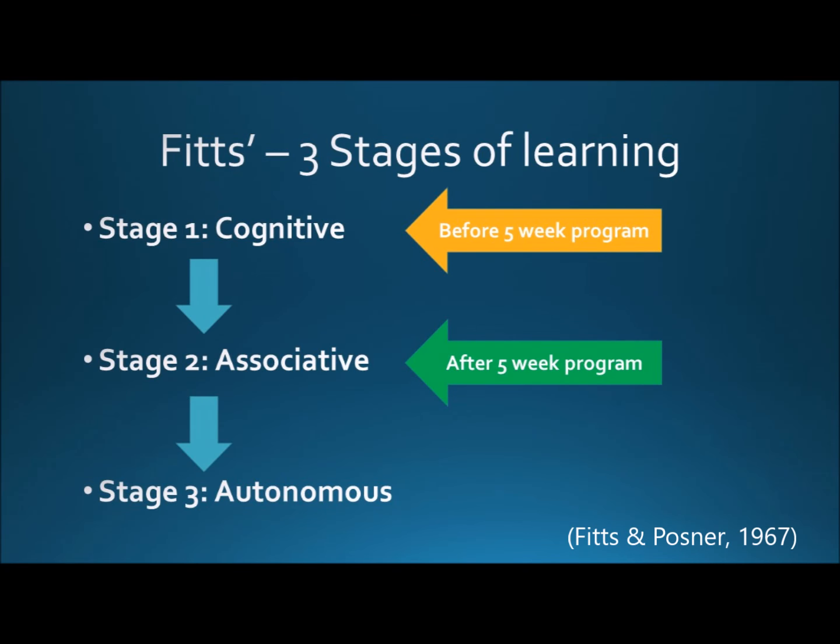Fitts proposes 3 stages of learning: the cognitive stage, which is the initial stage where the learner is new to the skill and expected to make errors. This is where we see the most rapid improvement. The associative stage comes next. This is where the learner begins to understand how the various components of the skill interrelate. The autonomous stage is last, and this is when the skill begins to become automatic for the learner, allowing them to focus their attention on other aspects of performance. We anticipate the learner will be in the associative stage of learning at completion of the program.